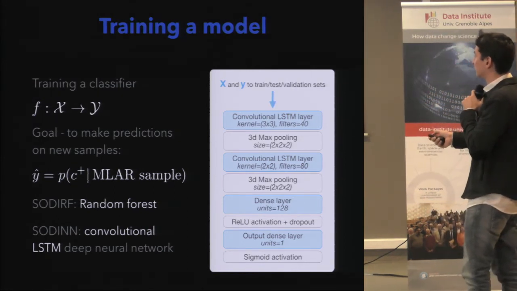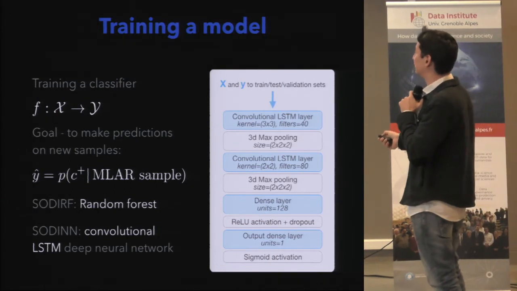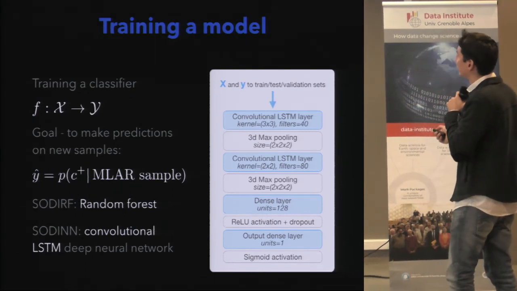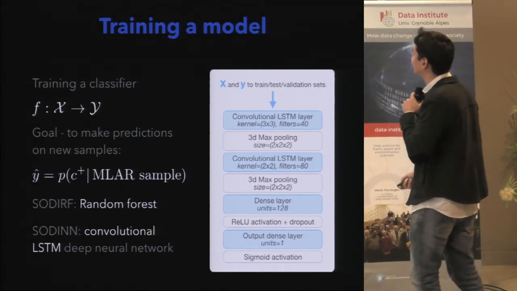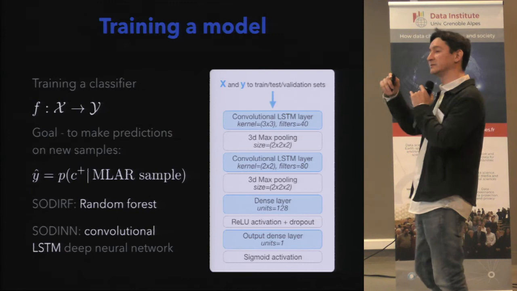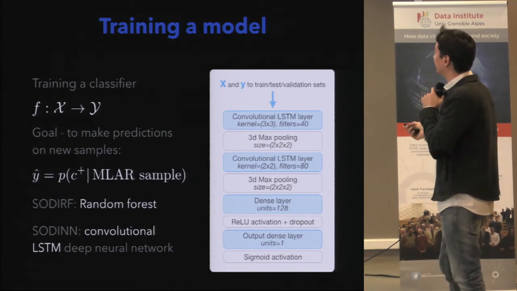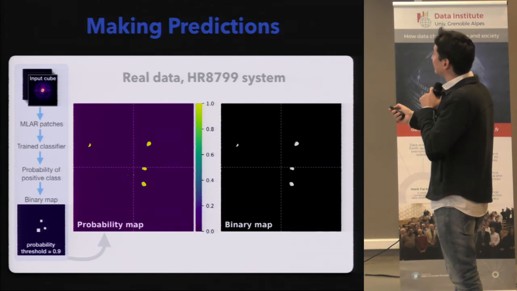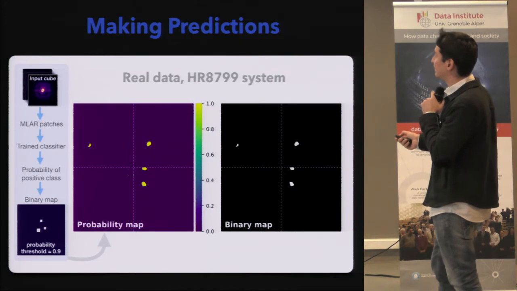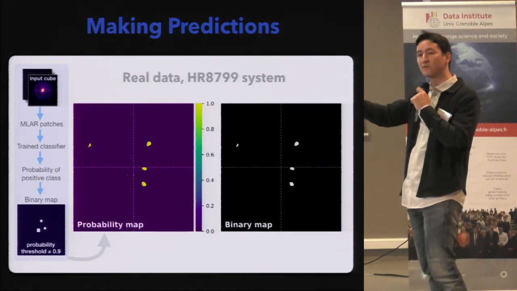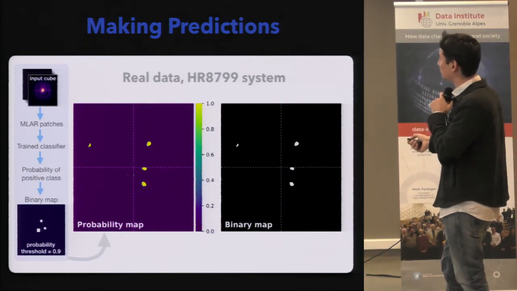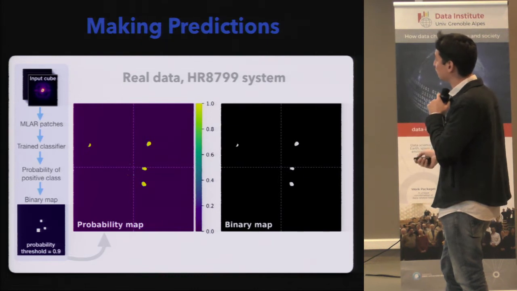So I explored a classic ensemble of trees, and then a special kind of neural network where I use convolutional LSTM layers. And this is an architecture that exploits temporal and spatial dependencies. And then what we ultimately do once we have trained our classifier, so we have trained the weights of our neural network, we pass again the initial cube, and we produce a probability for each pixel, right?